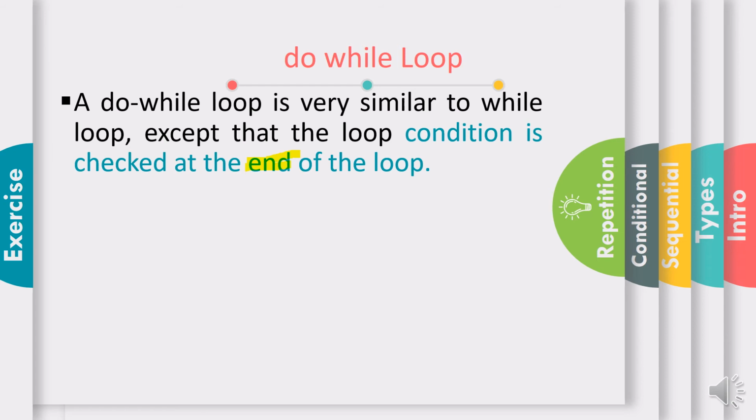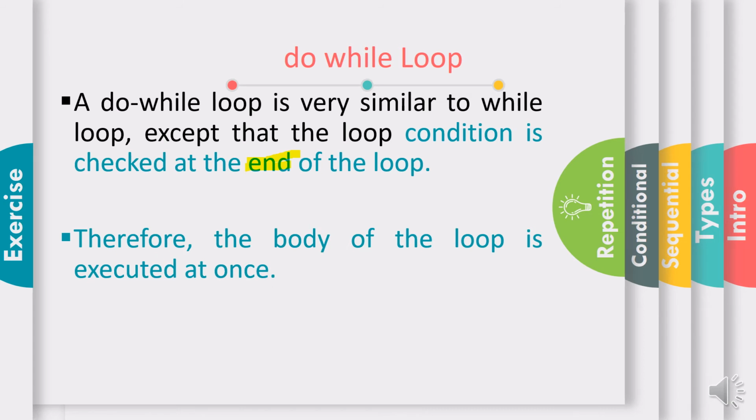There are so many chances that a question may be given in your exam paper, like differentiate between while and do while loop. So, you should know the basic differences. We will also discuss the differences in the form of a table in today's lecture. So, this is the first difference, that in while loop the condition is checked at the beginning of the loop, but in do while loop the condition is checked at the end of the loop.